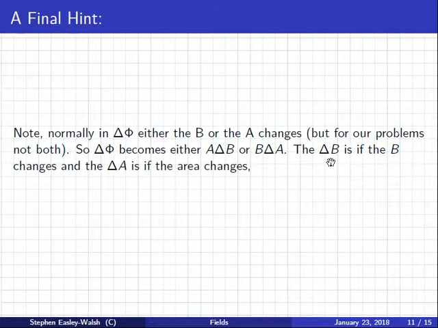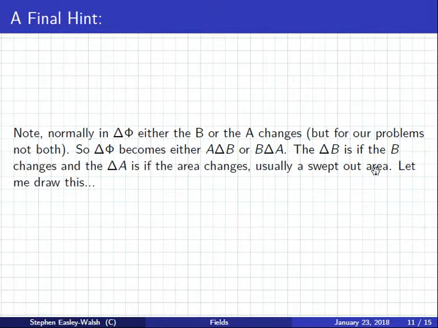This is the change in B if the B changes, and this is if the area changes. But that change in area is not because the area actually changes, but rather because it's being, what we say, swept out. It's like we're drawing the area in space. That's what I mean by a swept out area. And I already drew this. Now, you want to make some notes about that, especially the area.